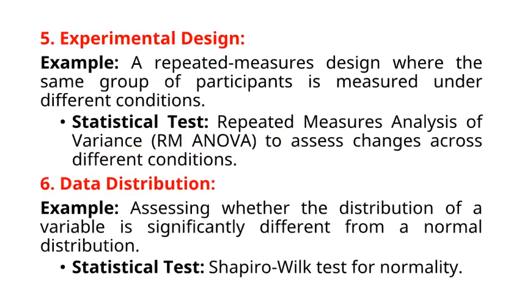5. Experimental design. Example: a repeated measures design where the same group of participants is measured under different conditions. Statistical test: repeated measures analysis of variance, RM ANOVA, to assess changes across different conditions. 6. Data distribution. Example: assessing whether the distribution of a variable is significantly different from a normal distribution. Statistical test: Shapiro-Wilk test for normality.